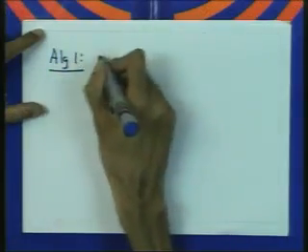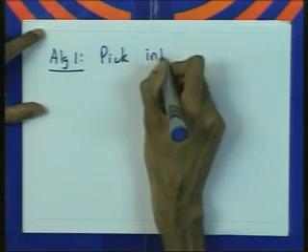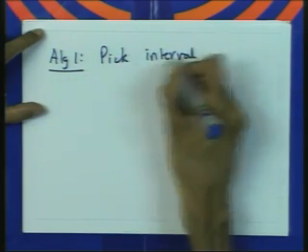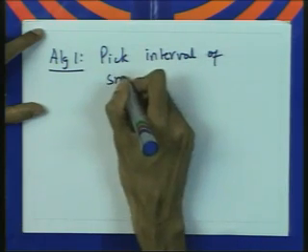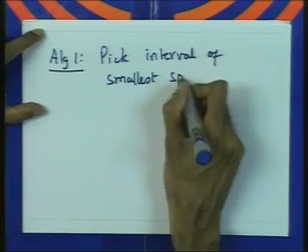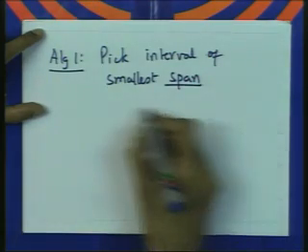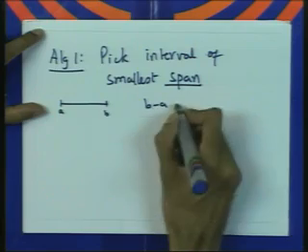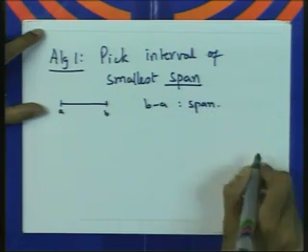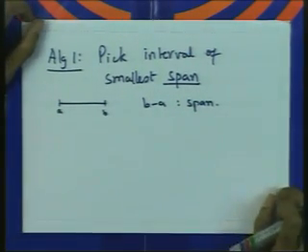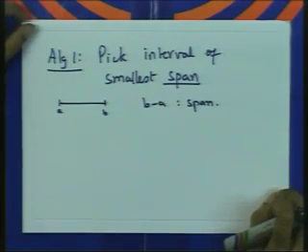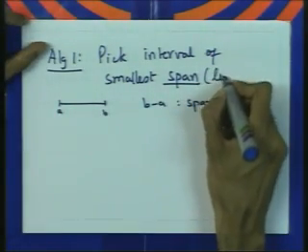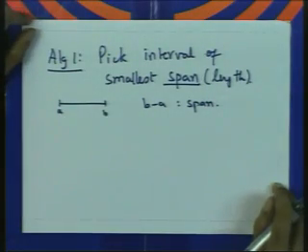So let's consider this. Let's call this algorithm 1. Pick the interval of smallest size, smallest span, say. The span of the interval, suppose the interval goes from A to B, B minus A is the span of the interval. So pick the interval with smallest span, or smallest length. You could use whichever one you want.